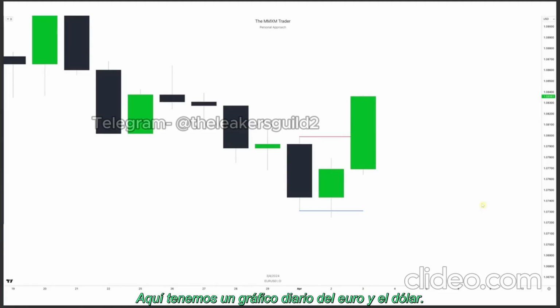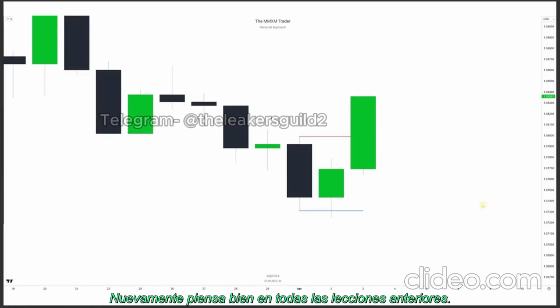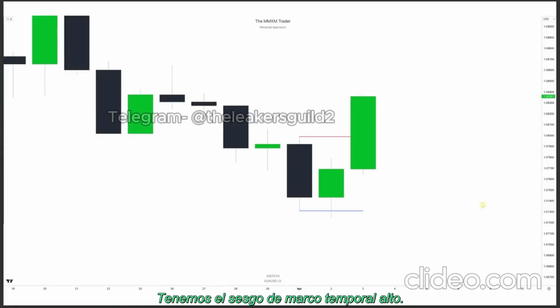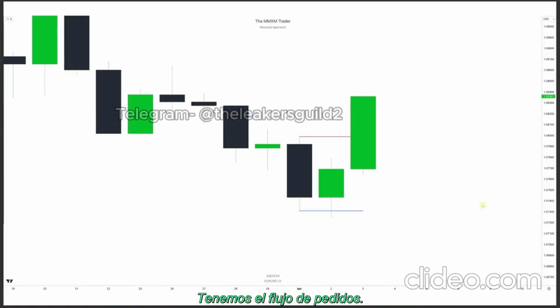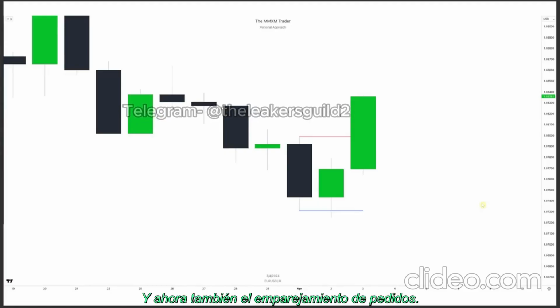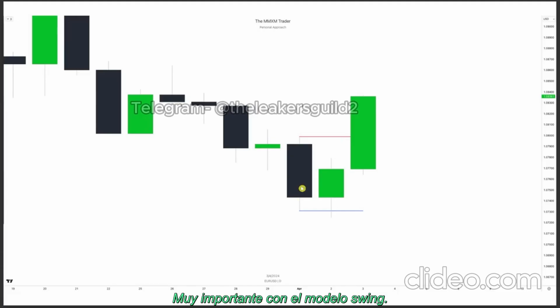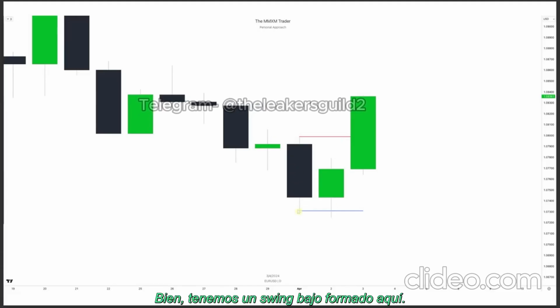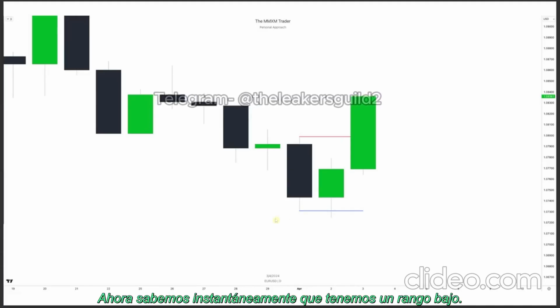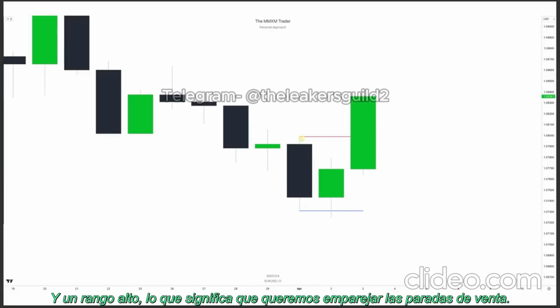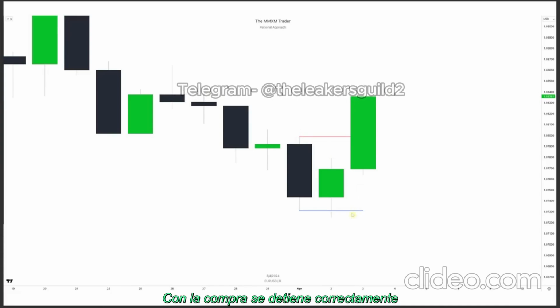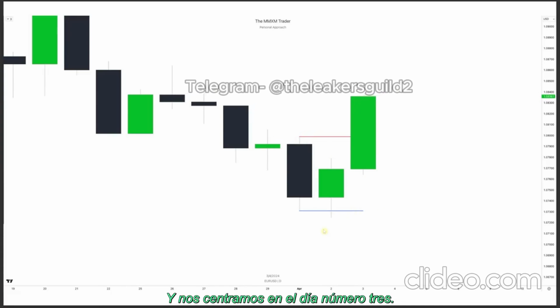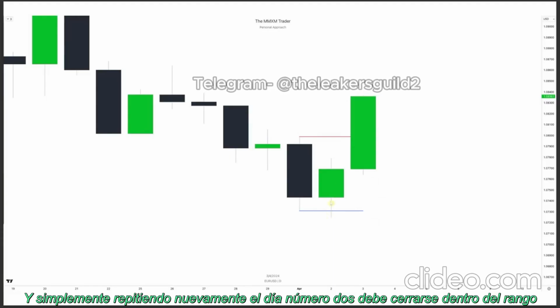So over here we've got a Euro USD daily chart. Again, think about all the previous lessons, right? We have the higher time frame bias, we've got the order flow, and now also the order pairing, very important with the swing model, right? We've got a swing low formed over here, so sell stops raided. So now we instantly know we have a range low and a range high, which means we want to pair up the sell stops with the buy stops, right? And we focus on day number 3, and just repeating again, day number 2 needs to close within the range.